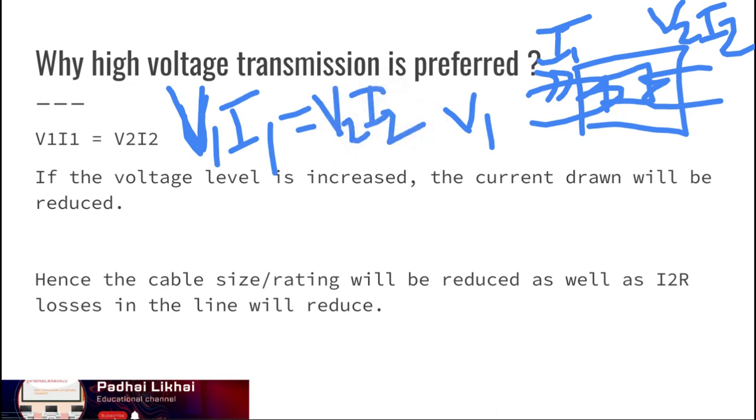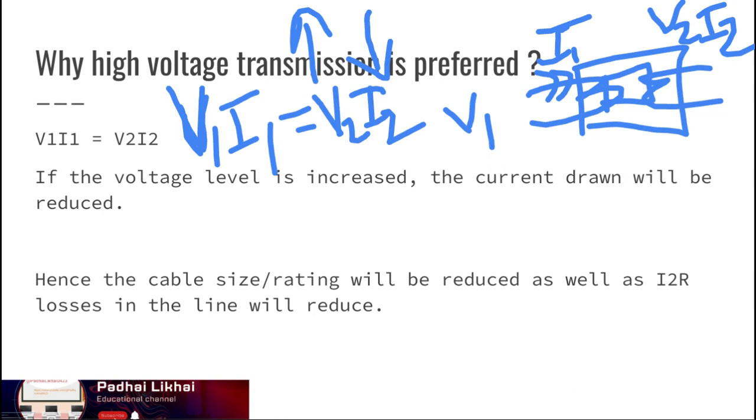Now what if the voltage level V2 is increased? It is a step up transformer, it has increased the voltage level, V2 is high compared to V1, so definitely I2 has reduced. Because the product V2 I2 is not going to change, it remains constant. So if V2 has increased by using this step up transformer, definitely this I2 has decreased at the secondary side of the transformer.